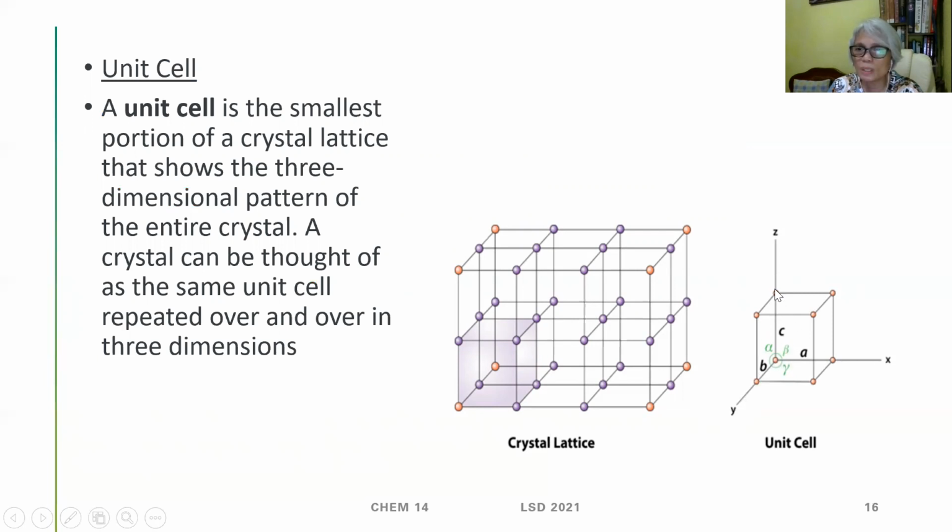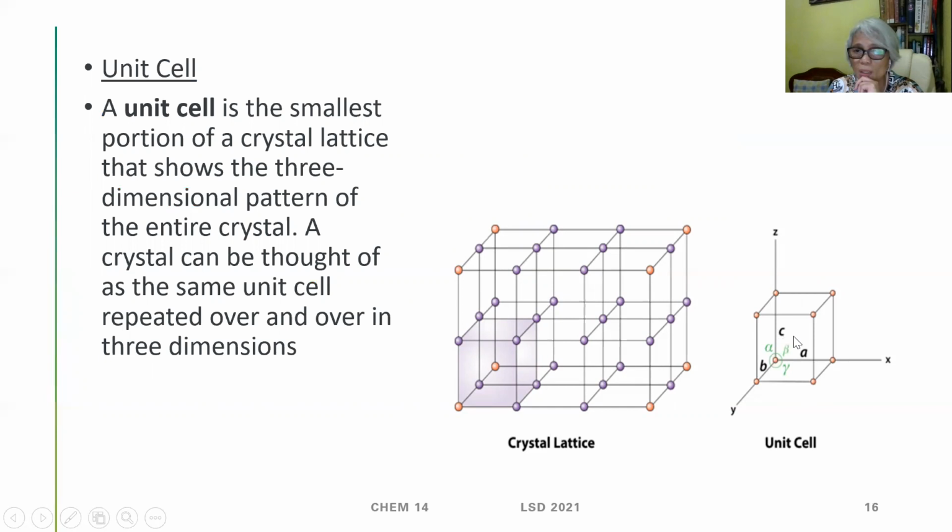So these are the edges. Then the planes, those planes are called faces. So how many faces does this one have? 6, because it has 6 sides: the one on top, the one at the bottom, the one at the back, the one in front, then the right and the left. And then we also have the angle of intersection.